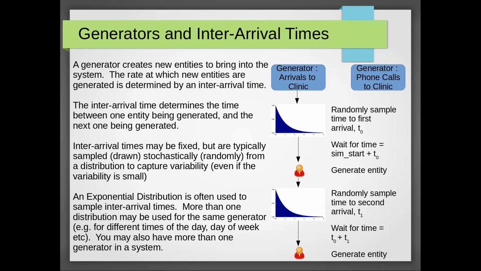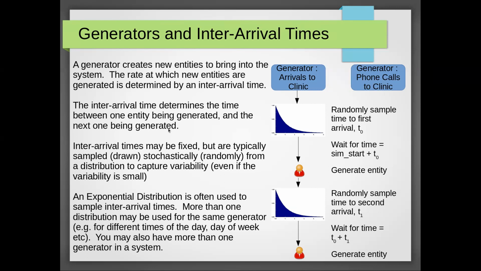distribution. You can have more than one distribution used for the same generator. So, for example, you might have different distributions for different times of the day, because the rates at which people arrive may differ, and will often differ, at different times of the day, or different days of the week, or at different months of the year, where you've got seasonal effects. So you can capture all that.